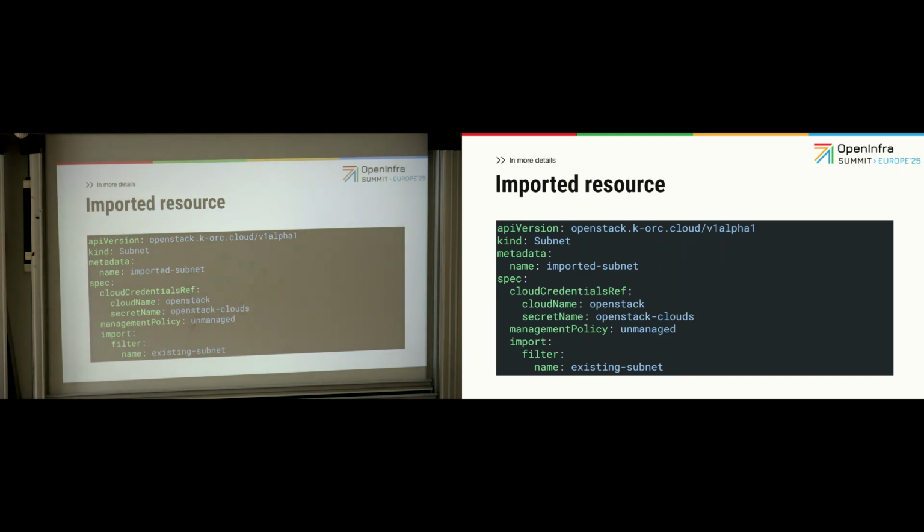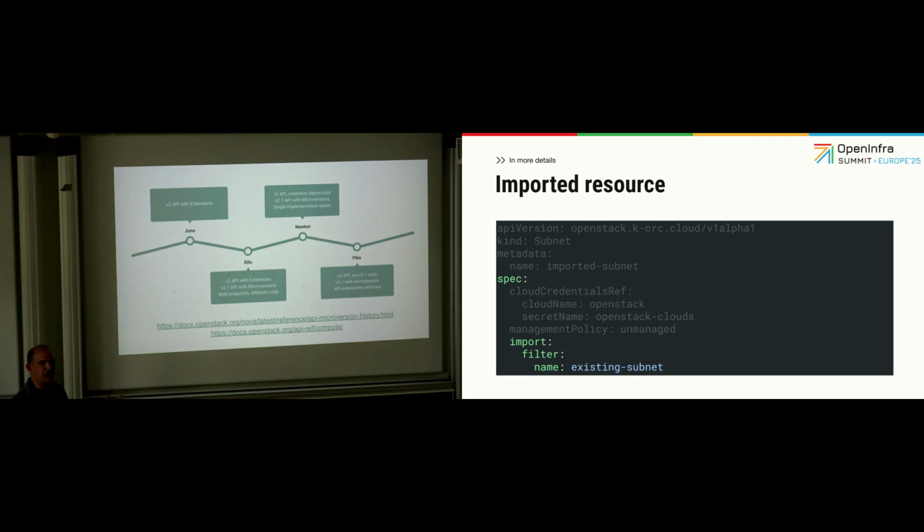And the last example that we'll see today is how we import resources in ORC. So again, that's a subnet, and this time we have an unmanaged object. So this one is going to be managed externally. And our import filter. So here you see we have a filter where we are filtering by name. This is not really advised in general, but here for this demo, for the sake of simplicity, we're just going to filter by name.